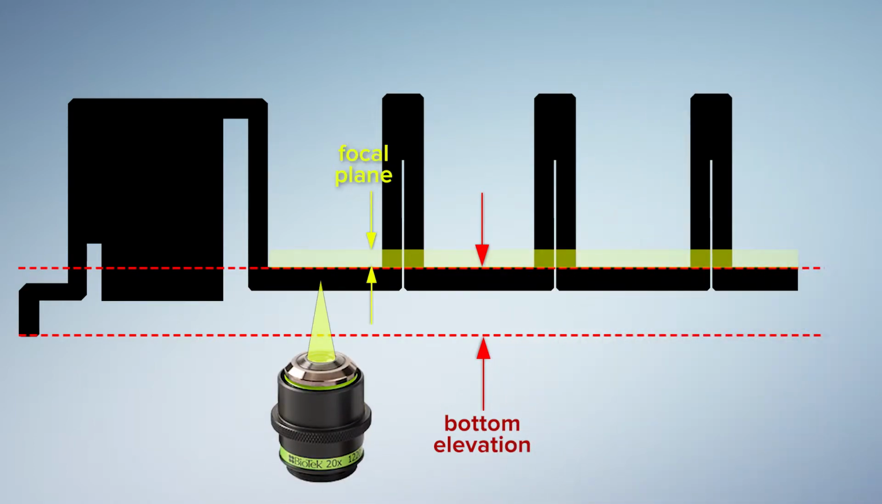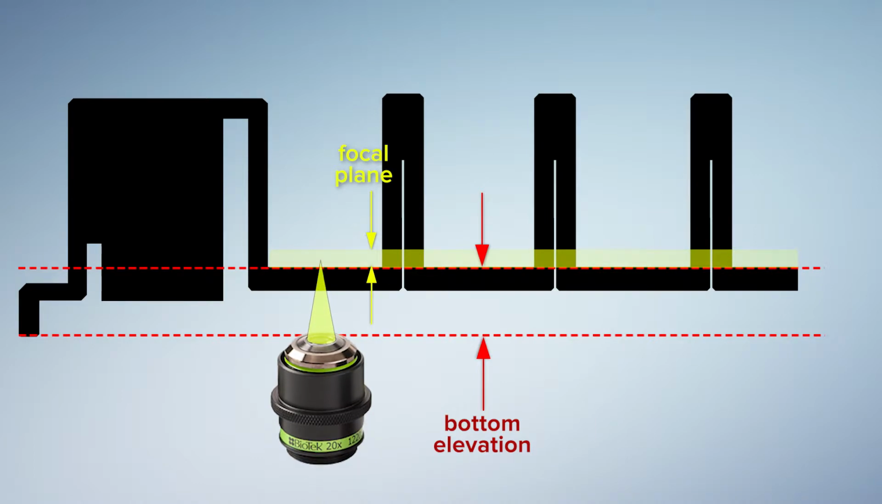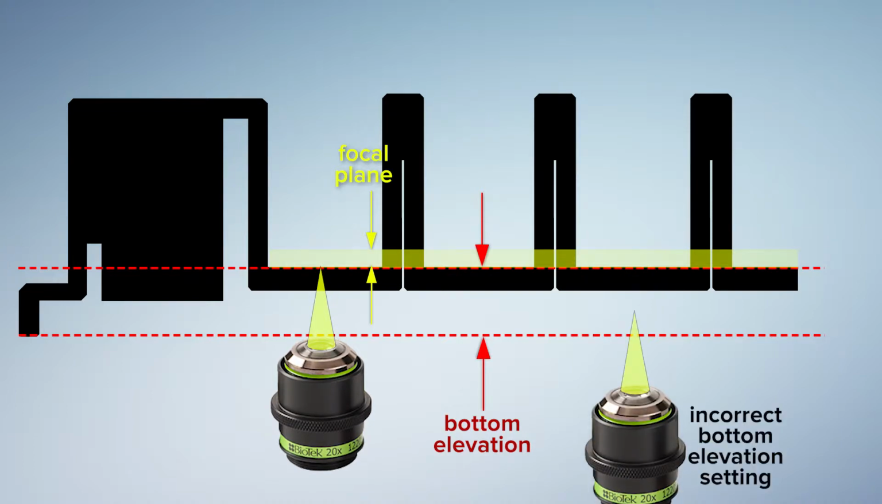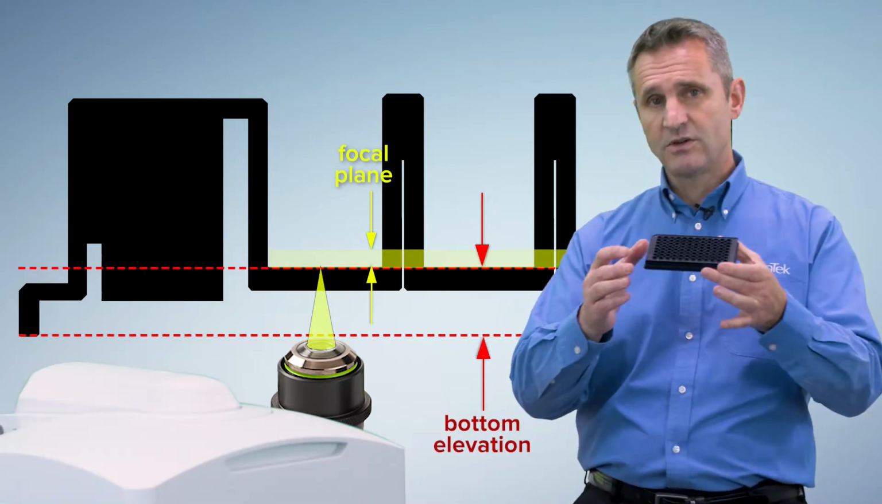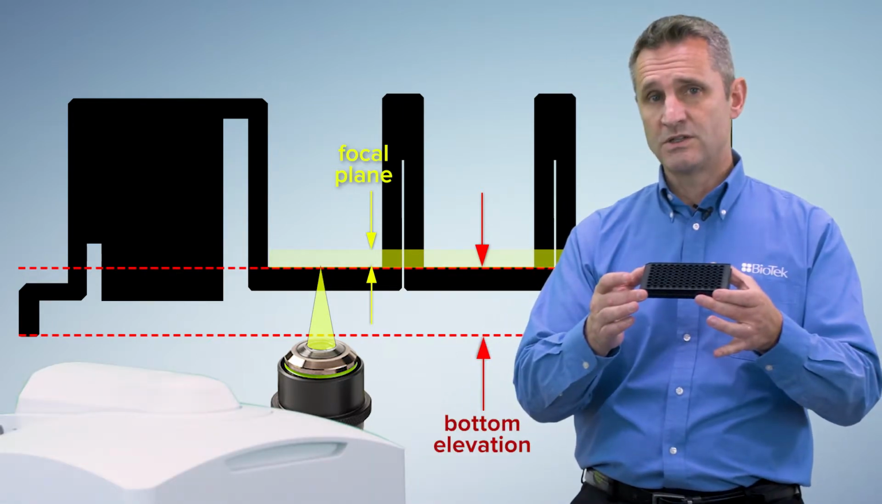The system will start assuming it knows where your sample is, and then will be hunting for your sample using the autofocus system. And if the initial location is not defined properly, the machine will take a longer time to autofocus, and you might even run into autofocus failures. This is why this parameter, bottom elevation, is so important for automated imaging.